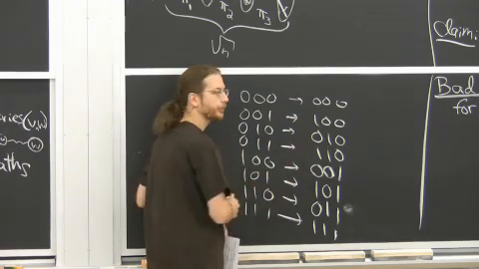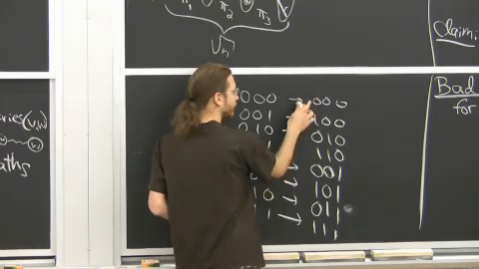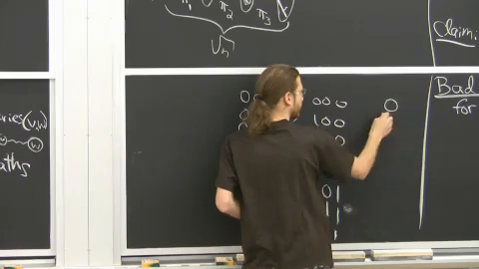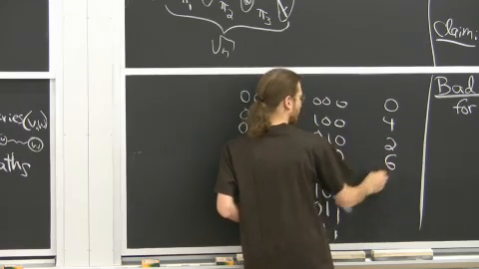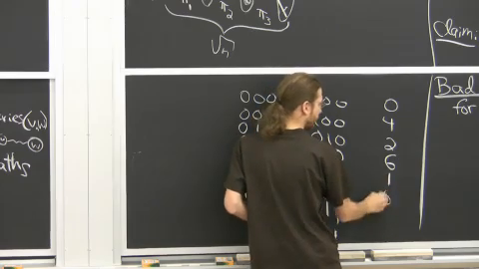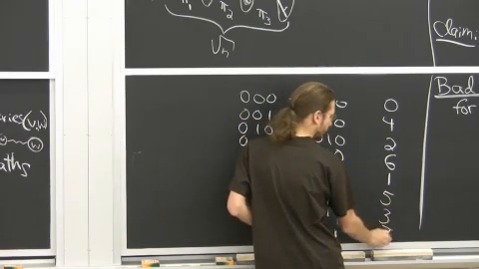And then you reinterpret those as regular numbers. So this is 0, 4, 2, 6. And then it should be the same thing, but the odd version. So we'll have 1, 5, 3, 7.